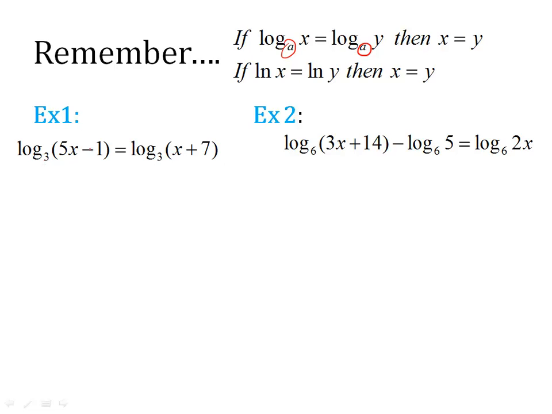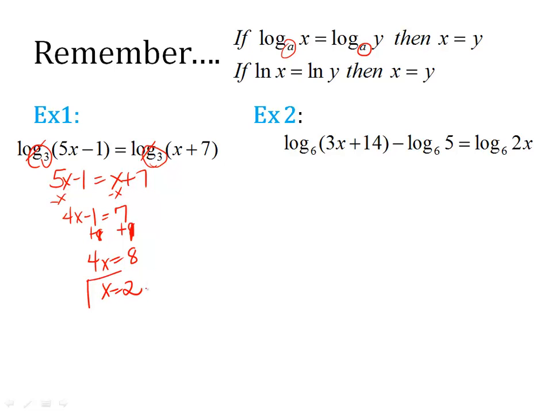Log base 3 of 5x minus 1 equals the log base 3 of x plus 7. Well, the beautiful thing here is that we have log base 3 on both sides of the equation. So basically they cancel each other out, and I have 5x minus 1 equals x plus 7. Hopefully we can solve this. So I subtract x. 4x minus 1 equals 7. Add 1 to both sides. 4x equals 8. So x is 2. Easy enough.